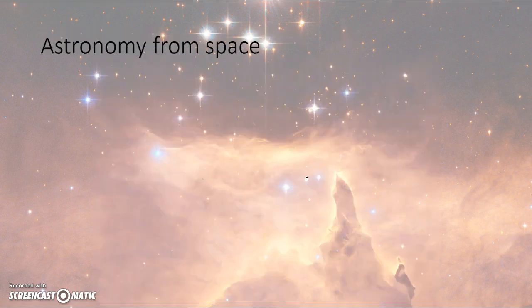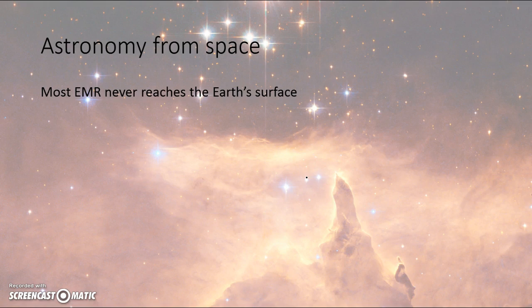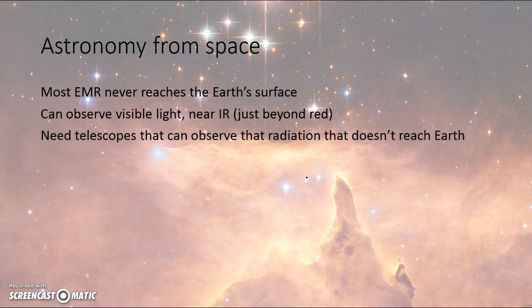All right, astronomy from space. Most of the radiation over the electromagnetic spectrum doesn't reach the Earth's surface. Visible light can come to the Earth's surface, and near IR, which is just beyond red, can reach, but the far IR can't. So we need telescopes that will help us to observe that radiation.